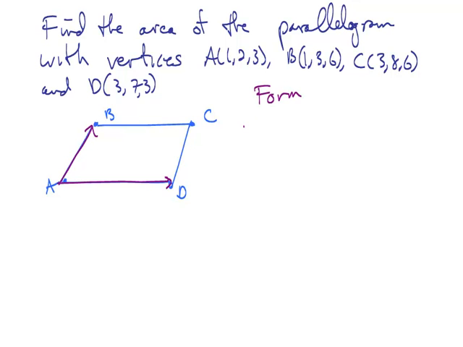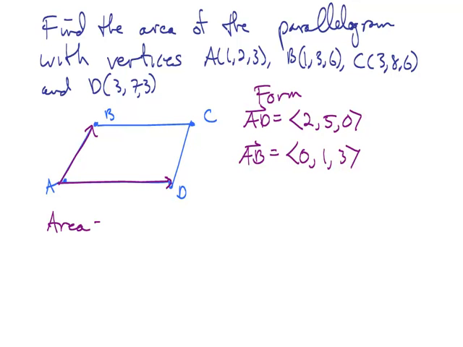So I form AD, that vector, which is what? From A to D. So the components of D minus the components of A, that's 3 minus 1 is 2, 7 minus 2 is 5, 3 minus 3 is 0. And I form AB, and let's see, that's from A to B. That's 1 minus 1 or 0, 3 minus 2 is 1, 6 minus 3 is 3. The area then is equal to the magnitude of the cross product of those two vectors, AD cross AB.